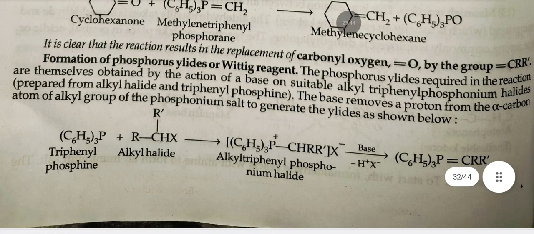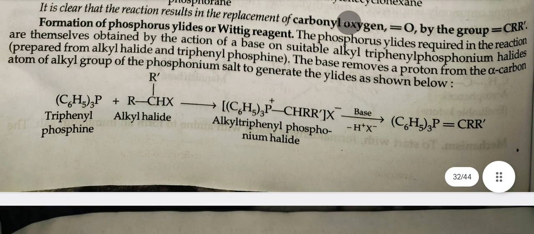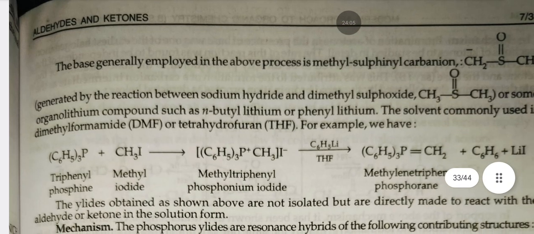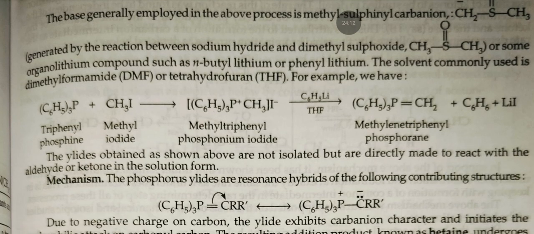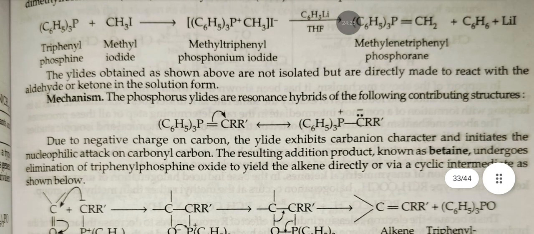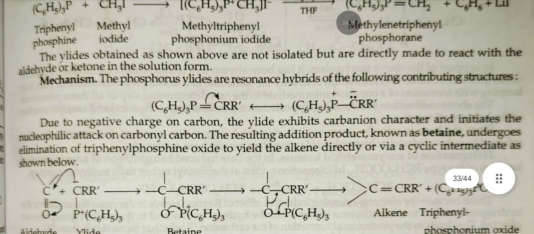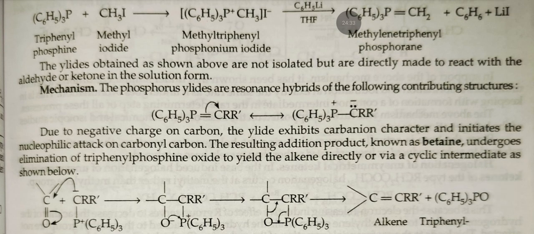Formation of phosphorus ylides in the Wittig reaction: the phosphorus ylides required in the reaction are themselves prepared by the action of a base on suitable alkyl triphenyl phosphonium halides. The base removes a proton from the alpha carbon atom of an alkyl group of the phosphonium salt to generate ylides as shown below. The base generally employed is methylsulfinyl carbanion or organolithium compounds such as n-butyl lithium, phenyl lithium. The solvent commonly used is dimethylformamide, which is DMF, or tetrahydrofuran, that is THF. The ylides obtained as shown below are not isolated but are directly made to react with the aldehyde or ketone in the solution.